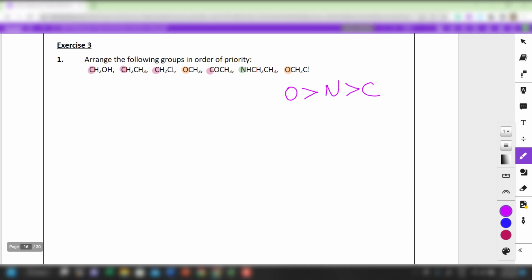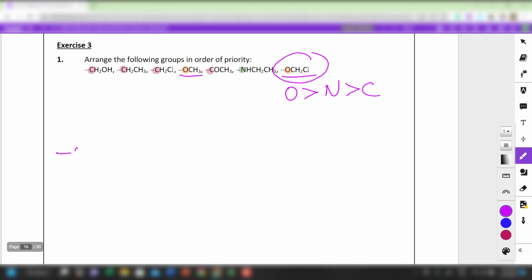Therefore the group with the highest priority should be the one containing oxygen. So it's either OCH3 or OCH2Cl. But of course, some of you might be very sharp, because for OCH3 or OCH2Cl, the next atom is carbon. So again, you can't differentiate them. But moving on, for OCH3, the one with the highest priority next is hydrogen. But for OCH2Cl, the one with the next highest priority is chlorine. So this OCH2Cl will have the highest priority.